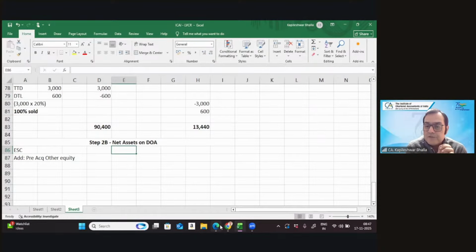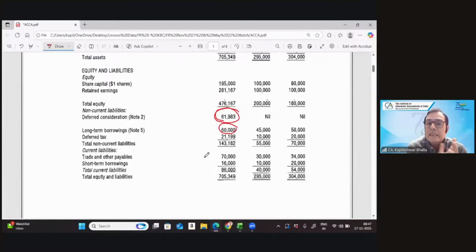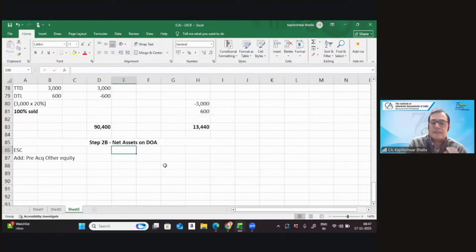So let's get the data from the balance sheet. What is the share capital? The subsidiary has got a share capital to the extent of 1 lakh. So we take this as 1 lakh. And the pre-acquisition equity is 90,400, which we have just got. And that is going to give us the net assets on the date of acquisition. Super. Okay, so this part is done.